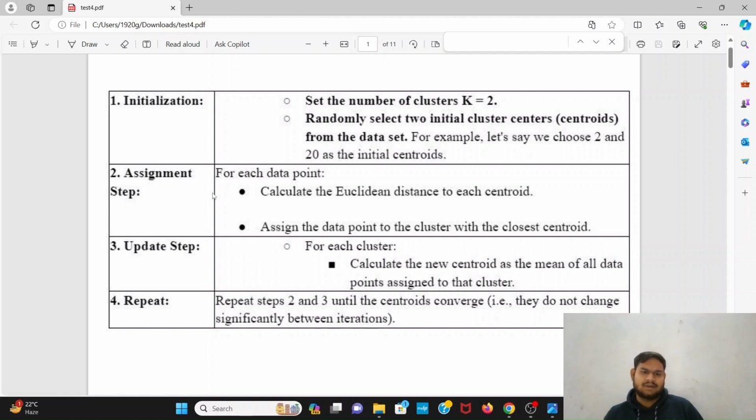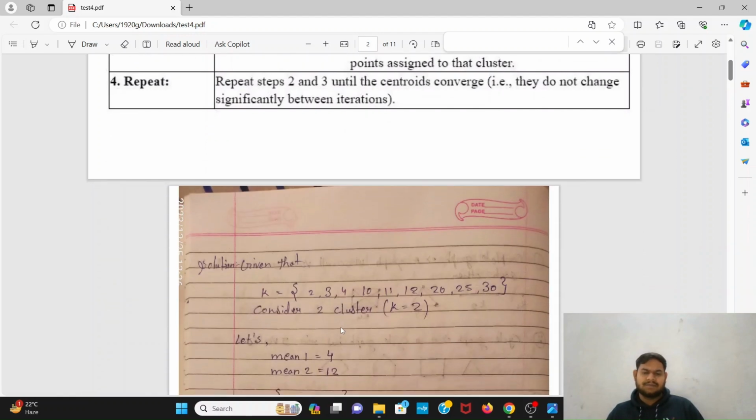Second, assignment step. For each data point, calculate the Euclidean distance to each centroid and assign the data point to the cluster with the closest centroid. Step 3, update step. For each cluster, calculate the new centroid as the mean of all data points assigned to that cluster. Step 4, repeat. Repeat steps 2 and 3 until the centroids converge, that is, they do not change significantly between iterations.